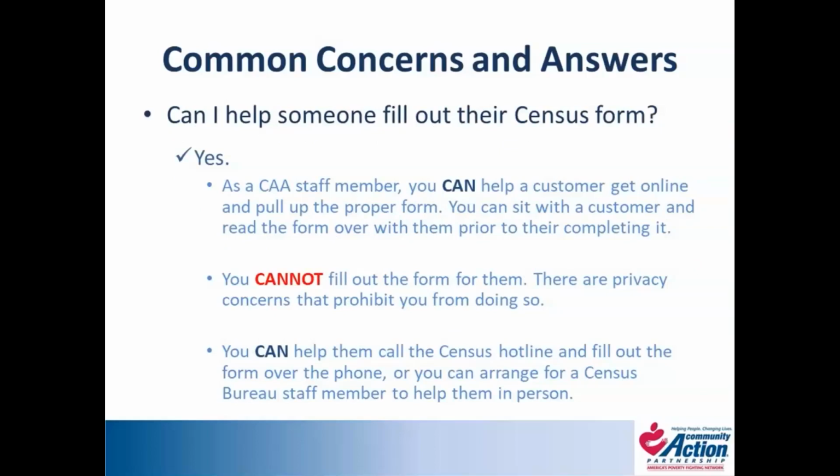You can help them go online and pull up the right form. You can help them with their paper form if they bring it to you. You can help them call in and find the right number for their language. Whatever you can do in that capacity, you are more than welcome and encouraged to do. If you want to talk to your VITA prep folks about this too, they just finished their tax forms. They can sit and help them fill out their census forms as well, either online or over the phone, or if they bring in their mail form. That's one of the reasons we're putting things together for VITA.